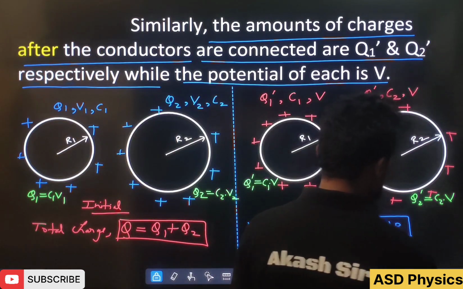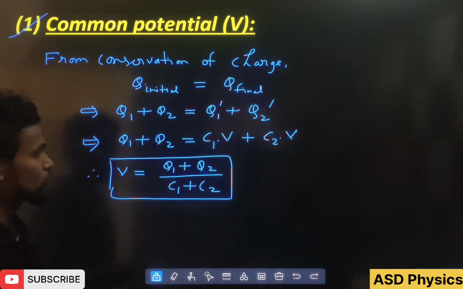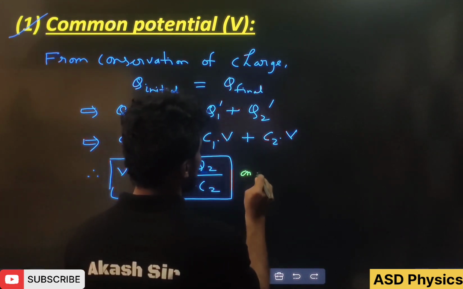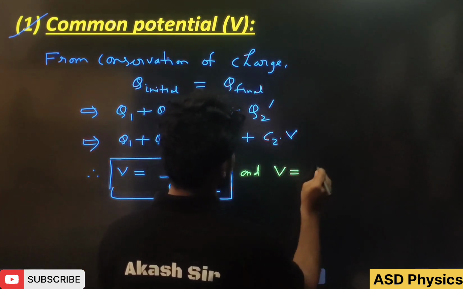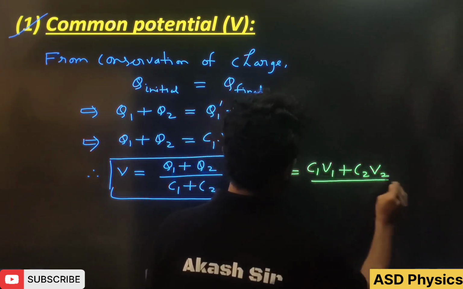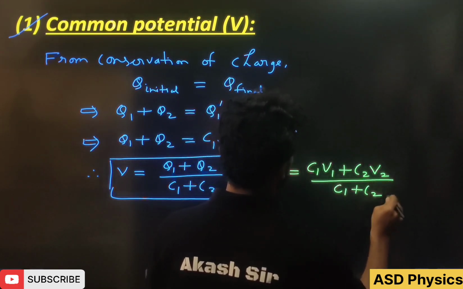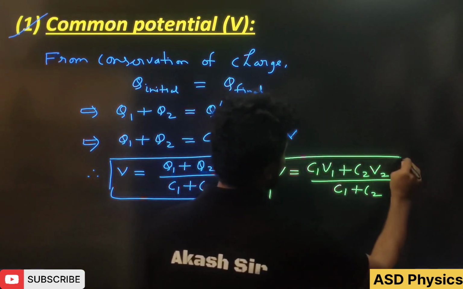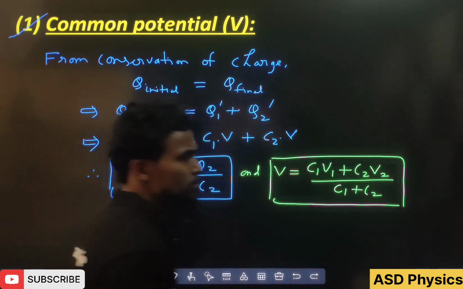Now see, here this Q1, Q2, I am going to put the value. So we can get one more formula. This common potential is also given by C1 V1 plus C2 V2 by C1 plus C2. Now this is the formula.